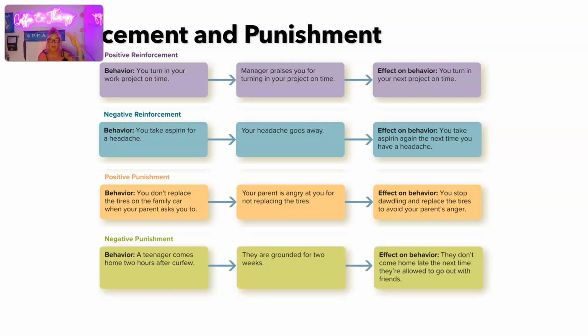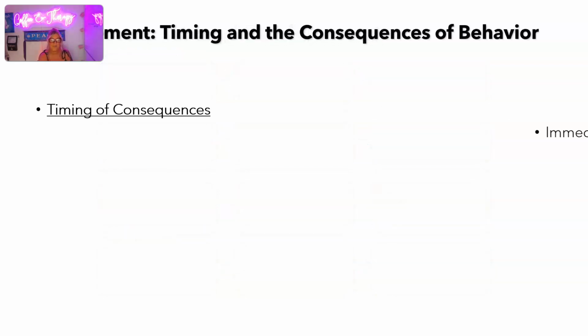So now we're breaking down positive reinforcement, positive punishment, and negative punishment. So the behavior, a teenager comes home 2 hours after curfew. They are grounded for 2 weeks. What is that effect on behavior? They don't come home late the next time. They're allowed to go out with friends, right? They don't want to do that. They don't want to get punished.